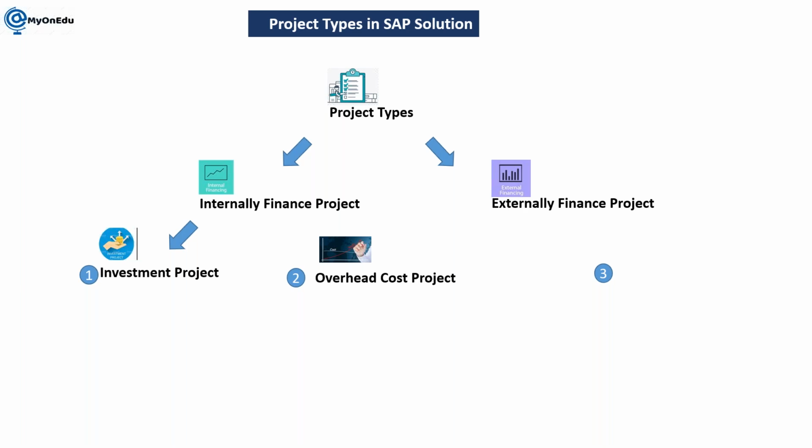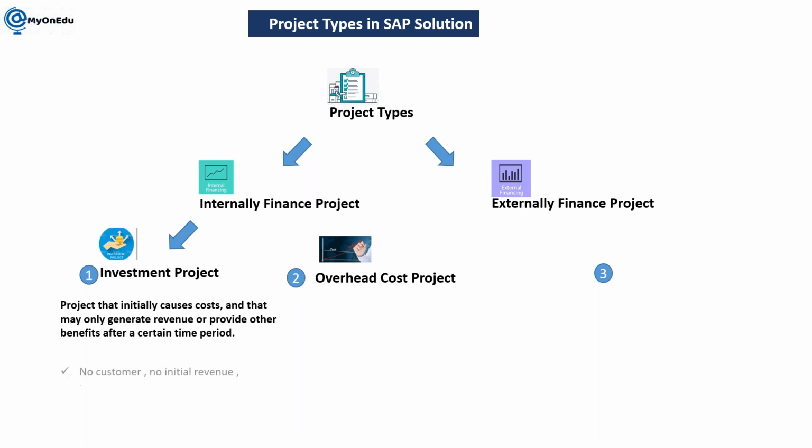Another example of an overhead cost project is an R&D project where you are not getting any result. Let's say you have started an R&D project and in the middle of it you come to know there is no result, and you just want to cancel it. In that case, it will become your expenses.